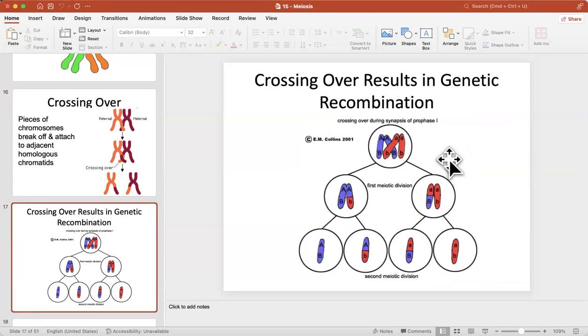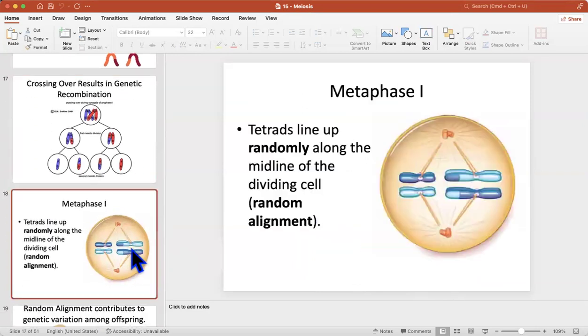That's why after they divide, say these two cross over, and then after they divide, you produce 1, 2, 3, 4. These 4 gametes are all different. And it increases the diversity, because the important purpose of sexual reproduction is to increase the diversity. So we have different offspring.